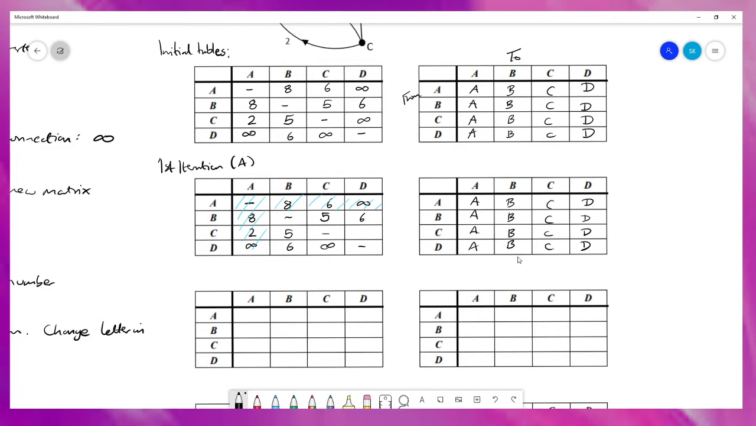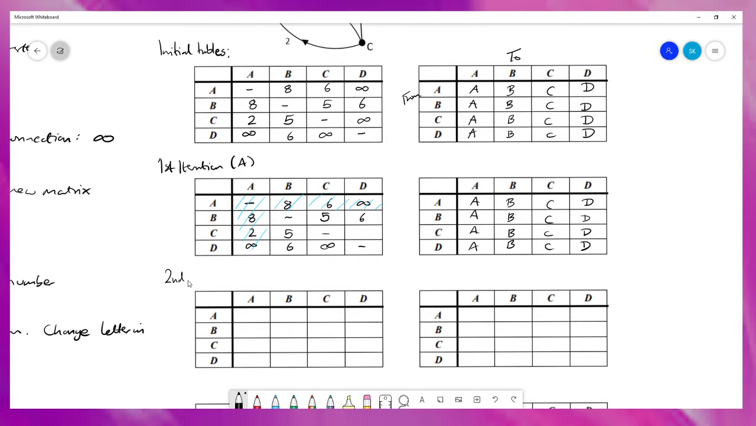And that's the first iteration done. As I said, just because stuff doesn't change, that doesn't mean you've done it wrong. Sometimes it doesn't. Remember, what we're doing is saying, okay, we're now going to see if any of the paths to get from this vertex to this vertex are shorter going through A than going direct. And it turns out that they're not. We then repeat the process for each vertex.